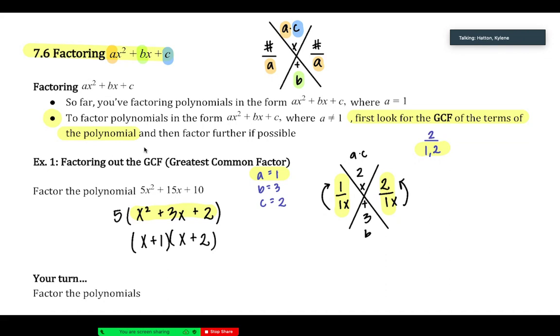But one thing that you have to be really careful of when you factor out GCF is you have to remember not to forget about it. So this 5 can't just disappear. It has to stay in your final answer, or else we've changed the total value of the expression. So the 5 stays out in front, and then our final answer is 5 times x plus 1 times x plus 2.